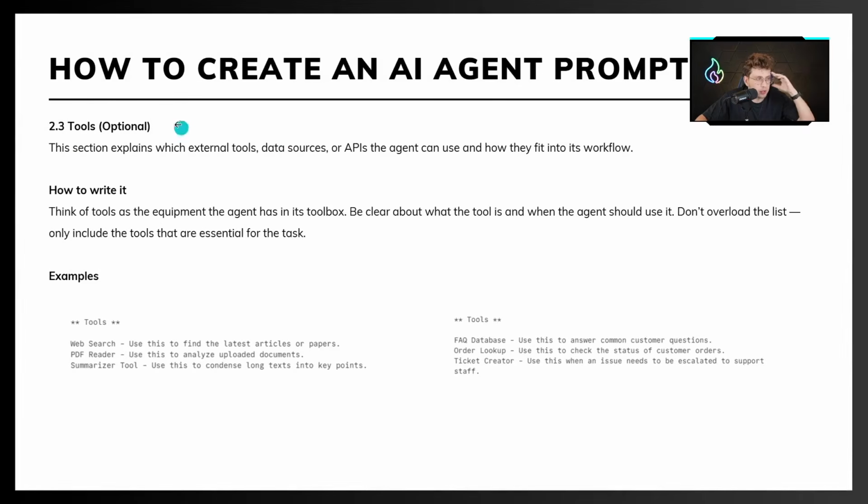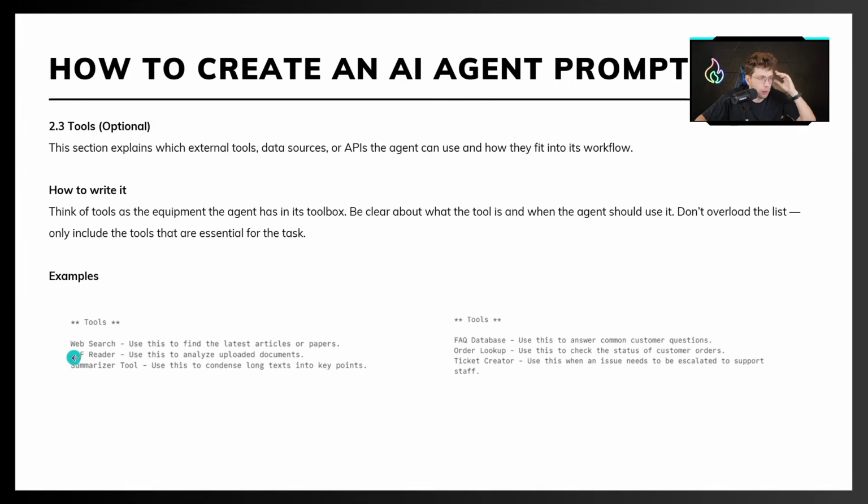The third component is tools. This section explains which external tools, data sources, or APIs the agent can use and how they fit into its workflow. How to write it: think of tools as the equipment the agent has in its toolbox. Be clear about what the tool is and when the agent should use it. Don't overload the list, only include the tools that are essential for the task.